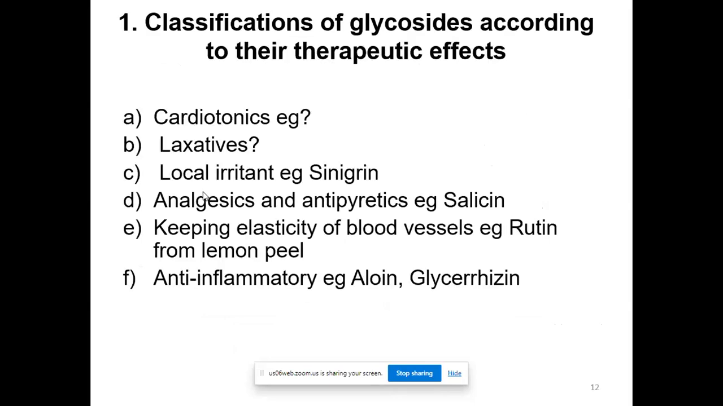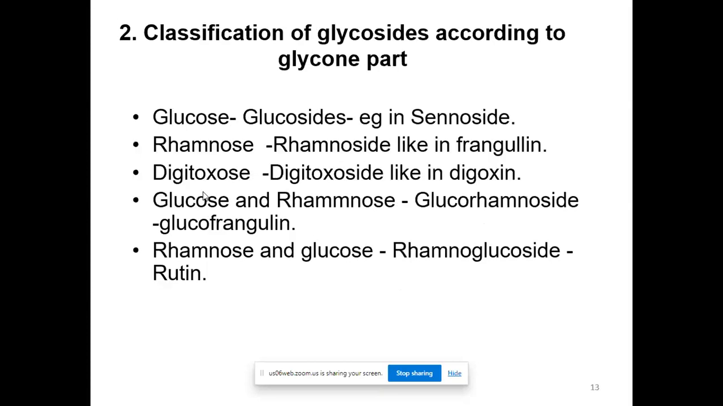So they're classified according to therapeutic effects. So examples, cardiotonics, which we are going to talk about, laxatives, example, the senna, local irritants, analgesics, and the likes. They can also be classified according to the glycon part, depending on the type of sugar. For example, if glucose is the glycon part, glucosides, an example is senoside. If rhamnose is the glycon part, we have rhamnosides, for example, digitoxose, it's found in digitoxin.